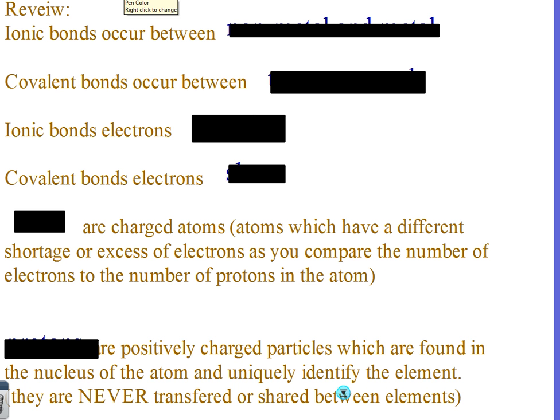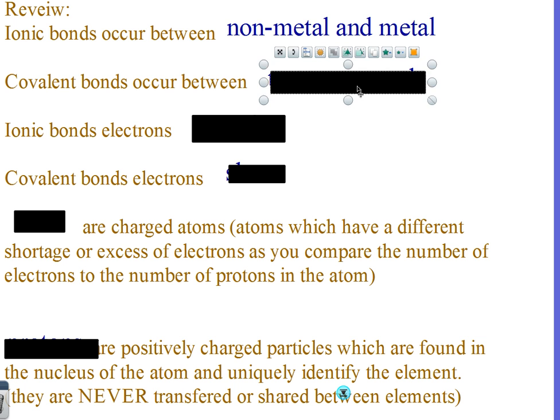In class, I had asked you to go through and complete these sentences. If you didn't complete these sentences, pause the video now and complete them, but we're going to go through them together. Okay? Ionic bonds occur between non-metal and metal atoms. And generally we say metal and non-metal atoms because we know in that chemical formula the metal atom is always written first, but metals and nonmetals do ionic bonding.